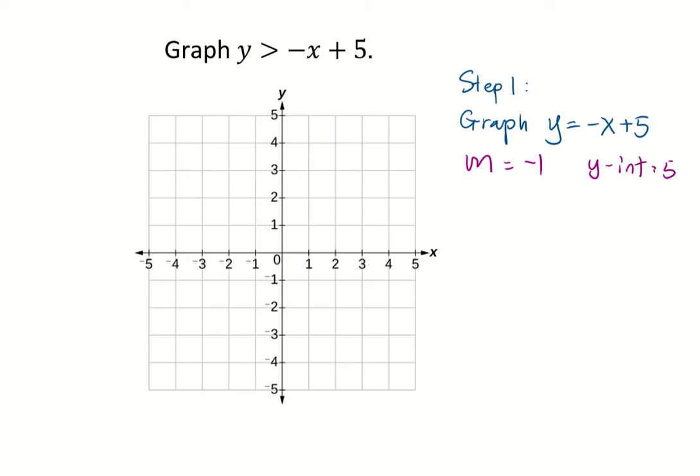So we'll start from 5, which is the y-intercept, and use the slope, which is negative 1 over 1. You can go down by 1 to the right by 1. You find the second point and connect the two dots.